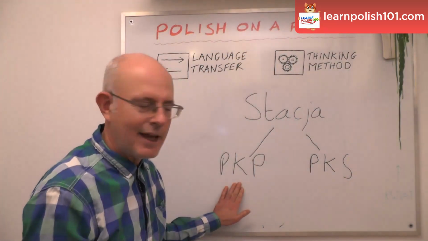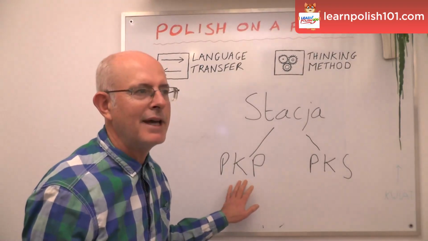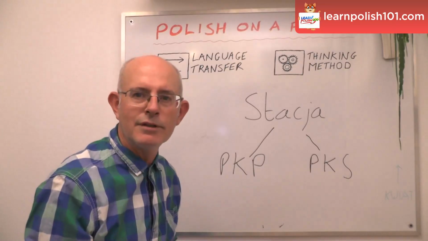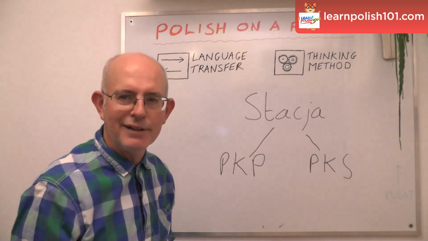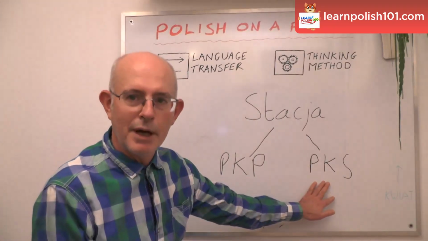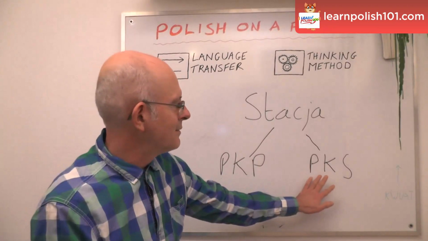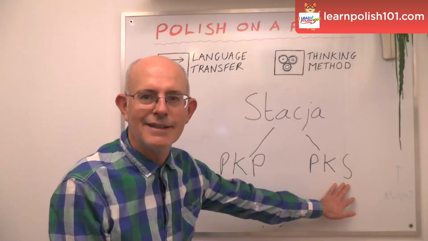This is like saying British Rail Station if you're from Britain. PKP is the state-run company which runs the railways. So it's like the old way we used to say, where is the British Rail Station? And this is the state-run bus company. So it also starts PK, but this time it ends in an S.